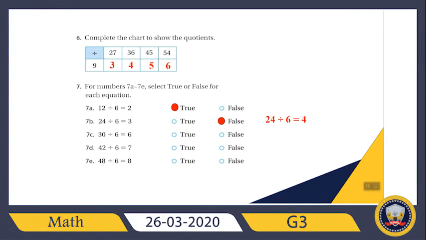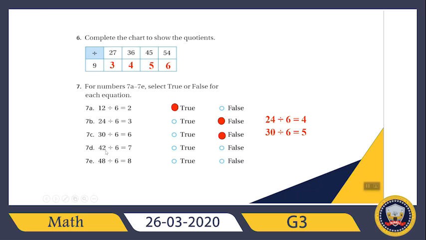Okay, next question. 30 divided by 6 equals 6. Or 6 times 6 equal 30. True or false? So, I know 30 divided by 6 equal 5 because 5 times 6 equal 30. But in the question 6 is given to me. In this situation it will be false. It should be equal to 5.